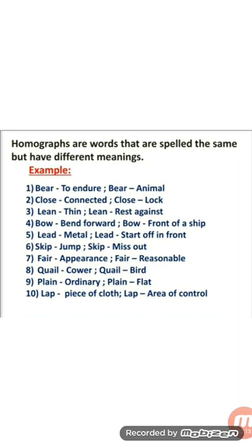ओके, तो होमोग्राफ मतलब एक ही वर्ड जिसका एक से ज़्यादा मीनिंग होते हैं. ठीक है, just look at the very first one, bear. First one is bear, to endure, and the other one is bear, animal. If I ask you what is bear, the first and the most common answer which the children will give me is that it is an animal, है ना.